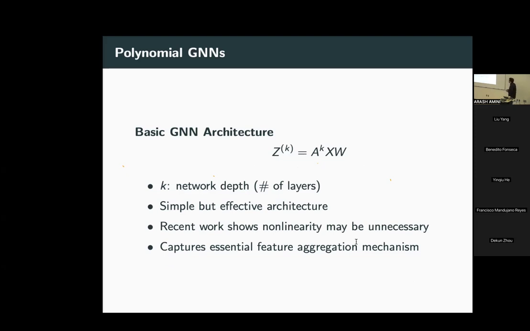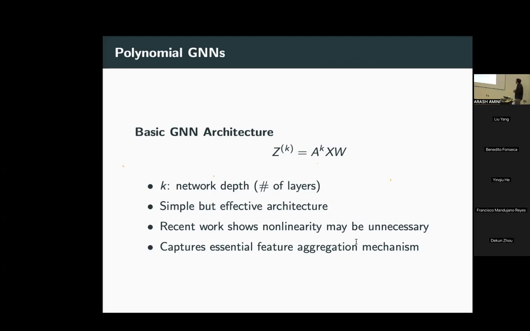So let's try to understand this from an empirical perspective. I need to introduce this multi-layer idea. The multi-layer idea in our case would be very simple. We just do aggregation k times. You do the message passing k times, which is equivalent to applying A to the k to X, and then applying the weight.